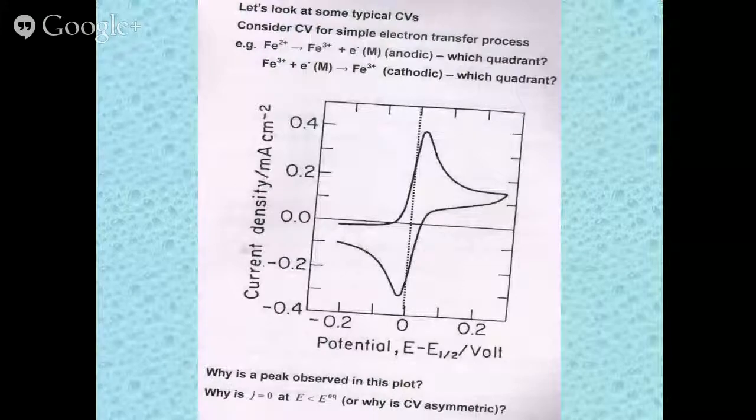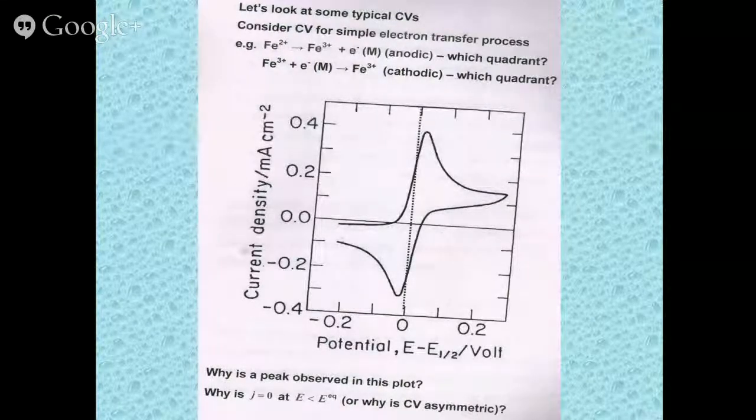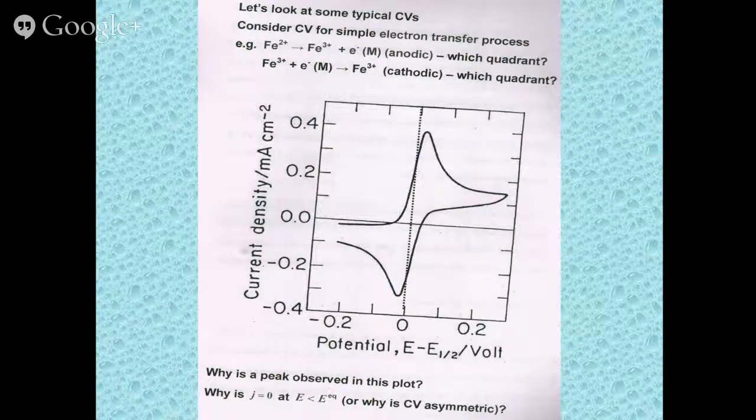This is a typical voltammogram that is available to us, which is studying the reduction and oxidation of iron, Fe2+ to Fe3+ and Fe3+ to Fe2+. So anodically I oxidize Fe2+ to Fe3+. Cathodically I reduce the Fe3+ to Fe2+. So the anodic is the first quadrant and the cathodic is the third quadrant. The first quadrant is oxidation, the third quadrant is reduction.